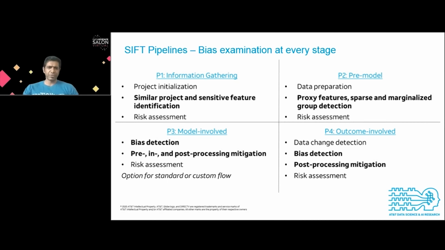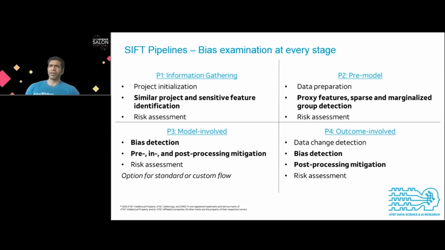And what we do is we first check for any changes between the previous data and new data. We do a bias detection, and then we do post-processing mitigation. So this is kind of similar to the ending part of model involved, but in the sense that this has its own specificity in terms of data change and the model already being deployed and potentially being a black box that you can't necessarily modify.